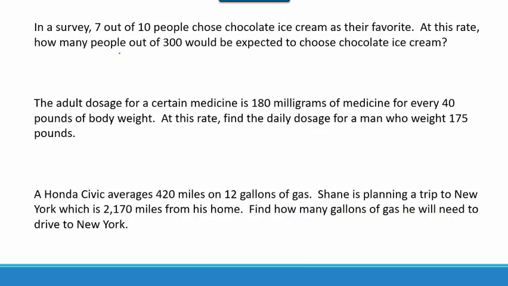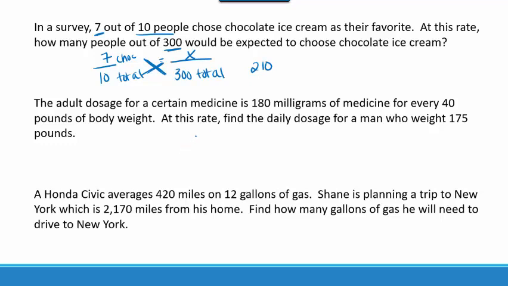So let's try a couple more like this. This one says in a survey, 7 out of 10 people would choose chocolate ice cream. So we would say 7 choose chocolate out of 10 total. It says how many would you expect out of 300 to choose chocolate? So in this case, 300 represents my total, so it would go at the bottom. And I'm trying to figure out how many people would choose chocolate. So cross multiplying, I would do 300 times 7, and then I would divide by 10. And so we would get that a total of 210 people would choose chocolate.